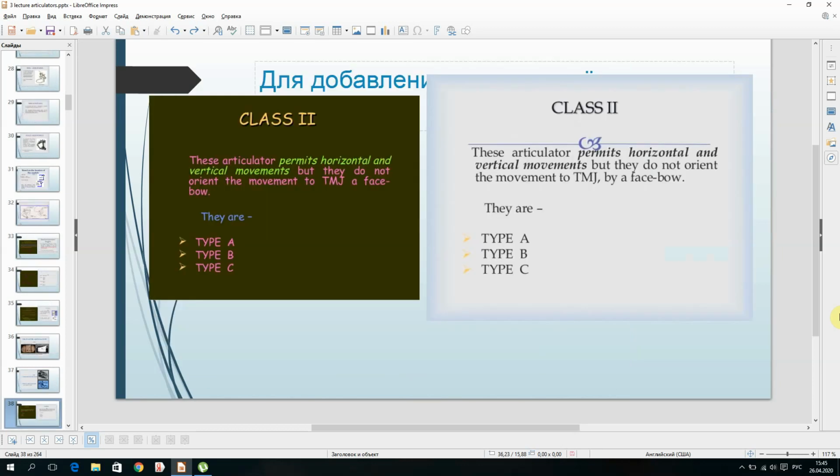Class 2: this articulator permits horizontal and vertical movements, but they don't orient the movement to TMJ by a face bow. They are type A, B, C, 3 types.